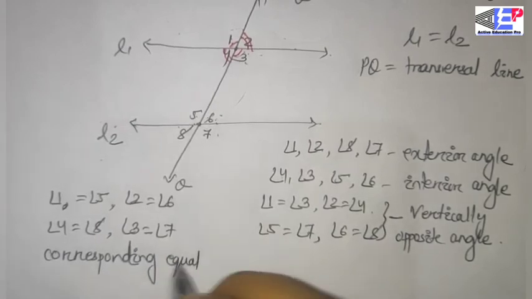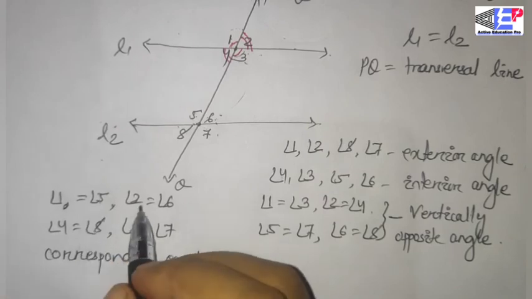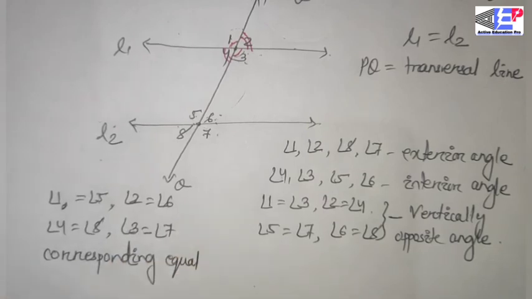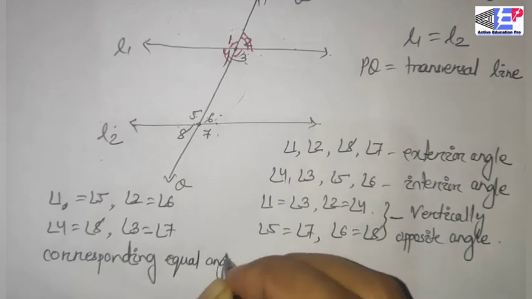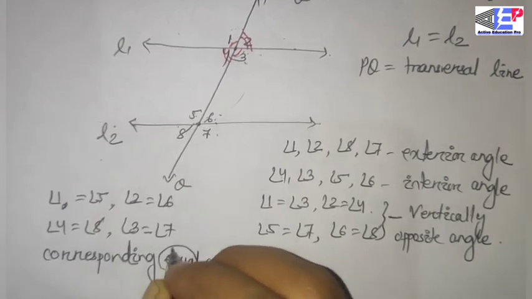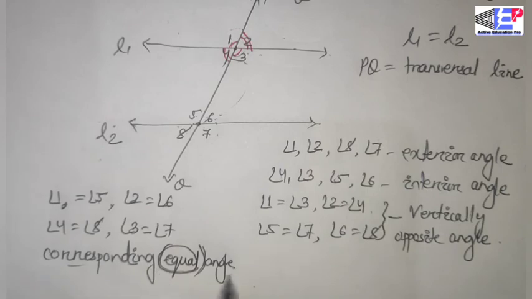Corresponding equal: angle 1 is equal to angle 5, angle 2 is equal to angle 6. These are the corresponding angles. Corresponding angles, these values are equal. Put it in bracket: this is corresponding angle and these are equal.